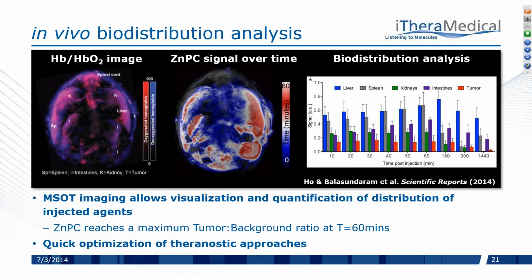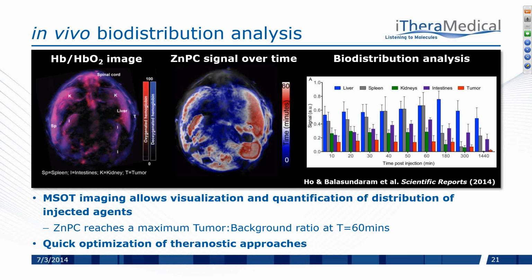We did a full in vivo biodistribution analysis. On the left, we can see an oxy-deoxy image where we can see the spinal cord on the top. The kidneys are labeled with a K. The liver is indicated there. You can see the intestines and the spleen. And more importantly, on the right flank of this mouse, we can see a tumor labeled with T.